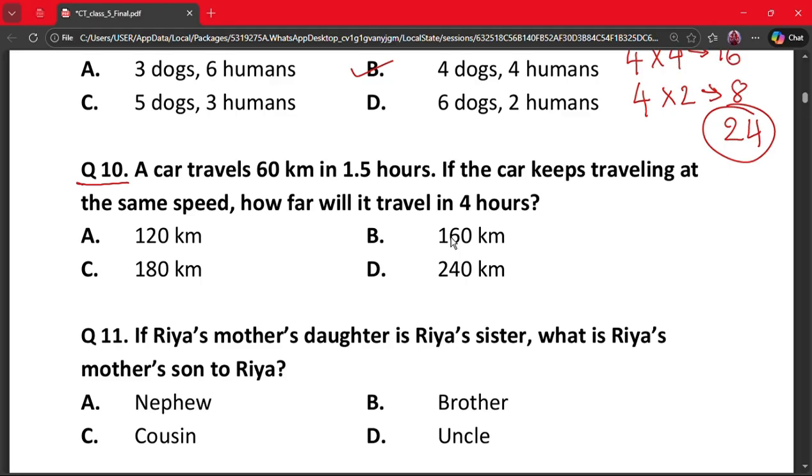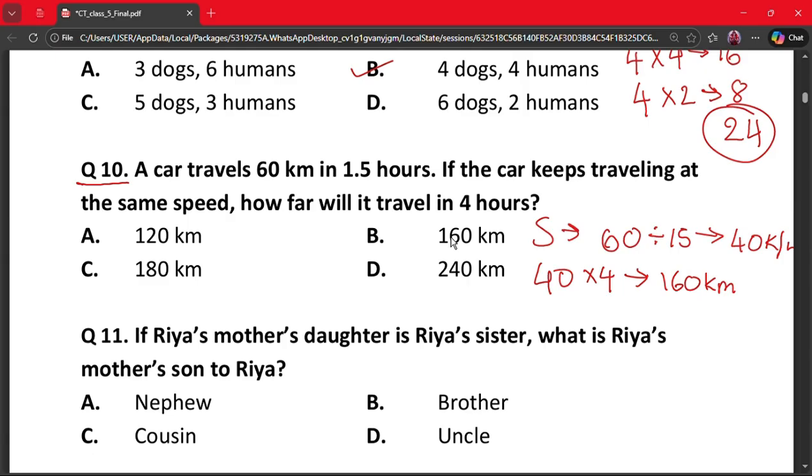So speed, that is S, is 60 divided by 1.5, which gives us 40 km per hour, and distance in 4 hours is 40 into 4, that is 160 kilometers. So our correct answer is option B, that is 160 kilometers.